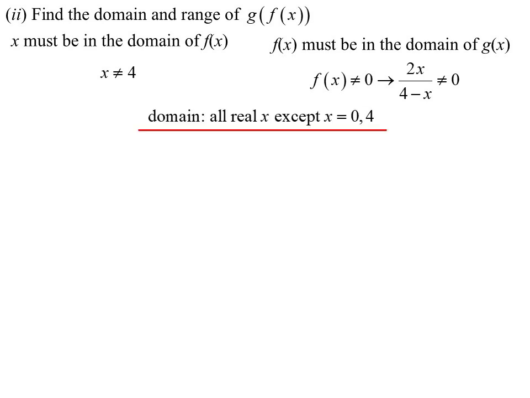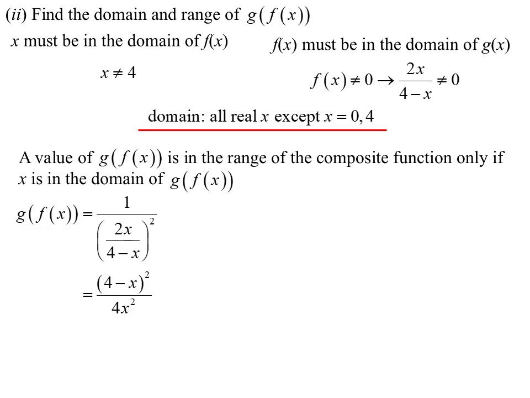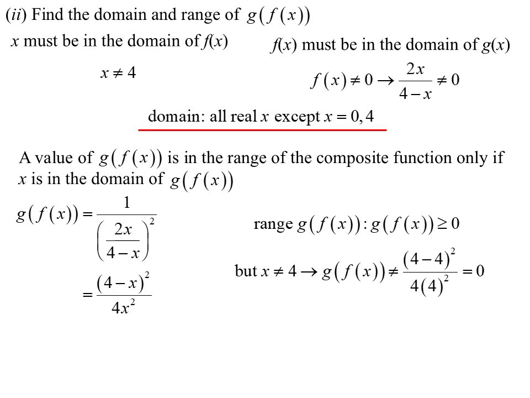But again, you might find it easier to work out the actual composite function first. There it is, highlighting again that, hey, x can't equal 0. Now the range of that particular one would just be the composite function greater than or equal to 0. But we said x can't equal 4. Therefore, that function can never equal 0. So let's update our range and we have our answer.